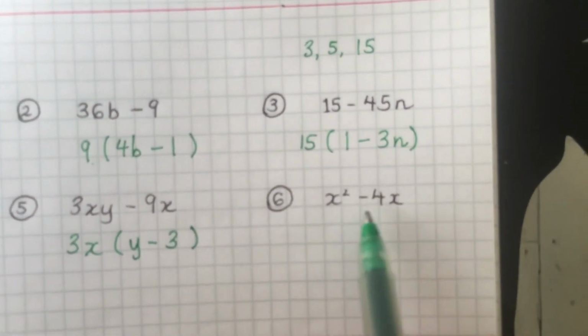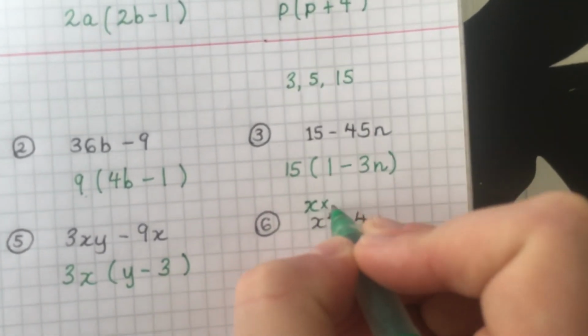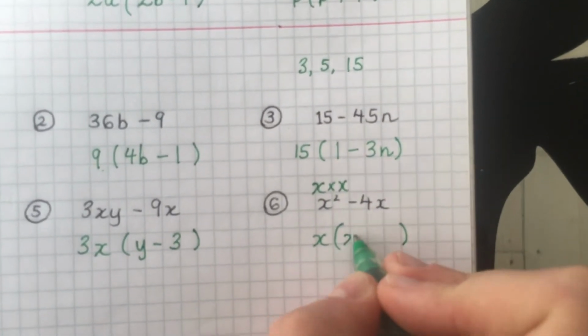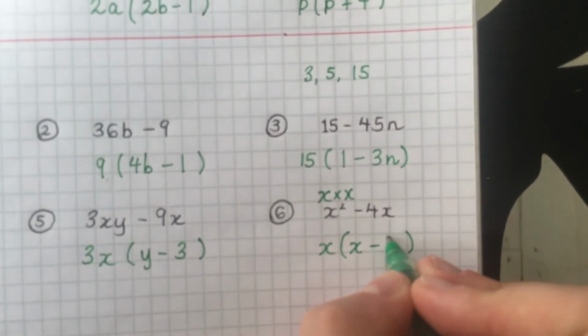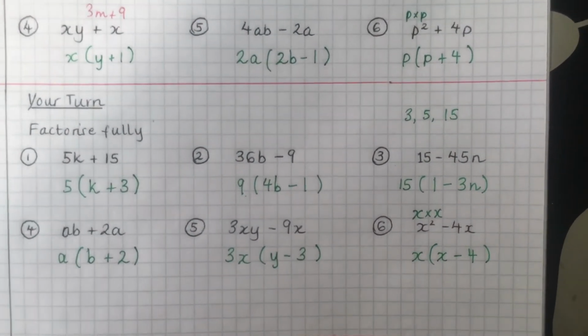And last question, common to both things is the letter x. Don't forget, that's x times x squared. So x times what is x squared? It's times x, and x times what is minus 4x? It's times minus 4. So those are your answers for the practice questions.